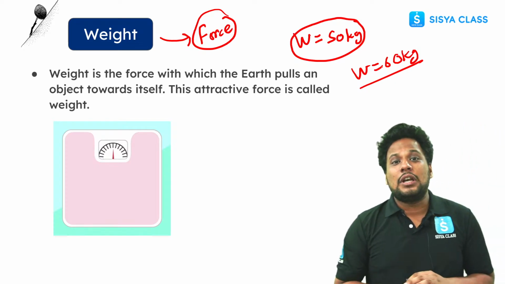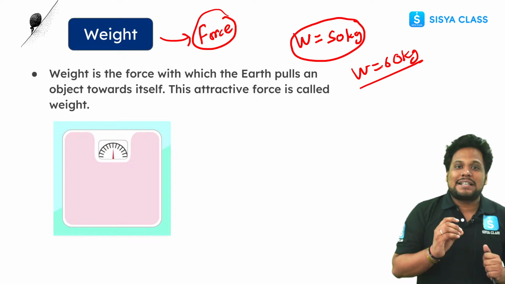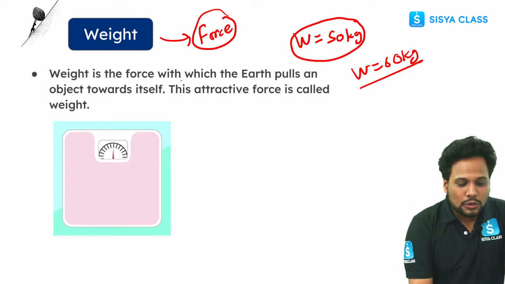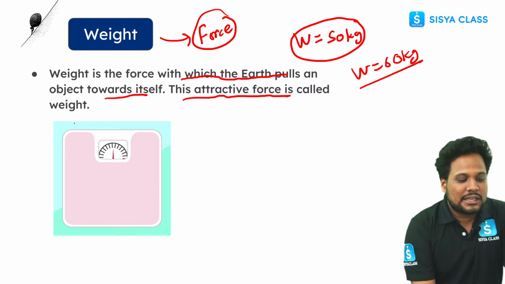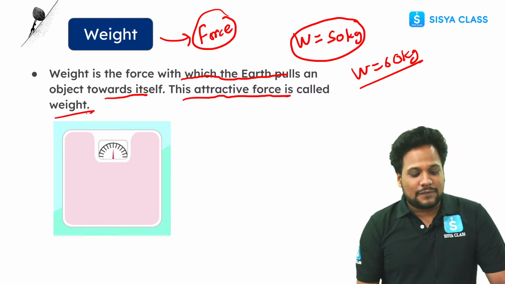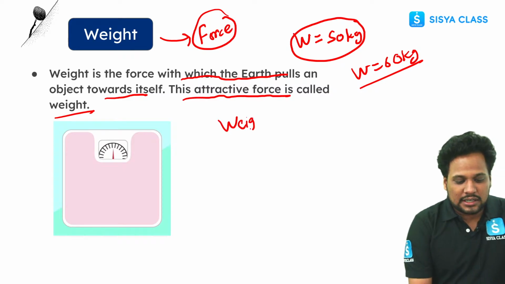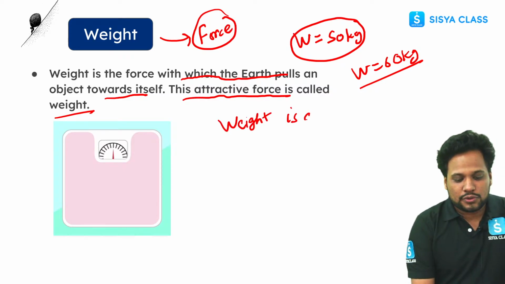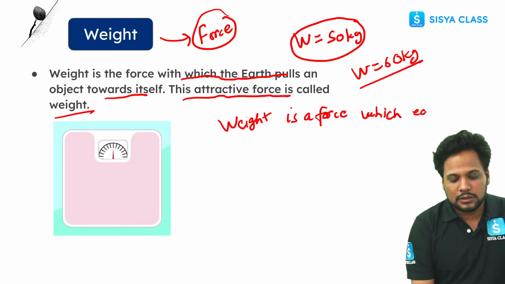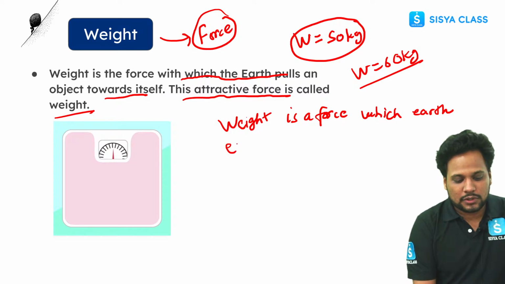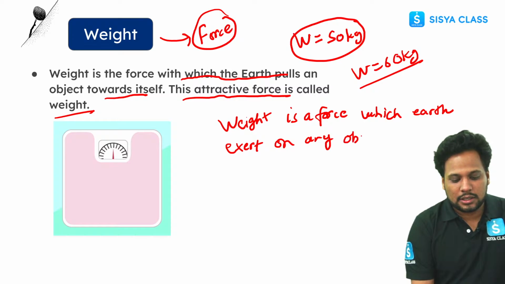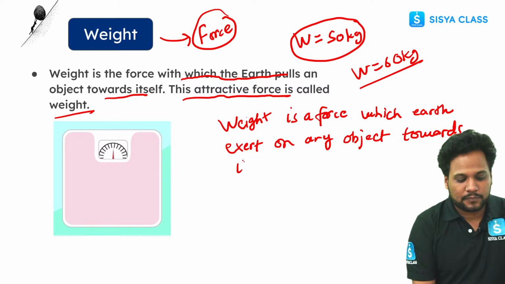So what is weight actually? Weight is a force which Earth exerts on any object. Weight is a force with which Earth pulls an object towards itself, and this attractive force is called weight. Okay, so weight is a force which Earth exerts on any object towards its center. This is clear?